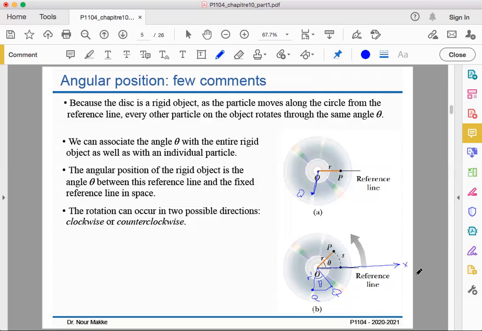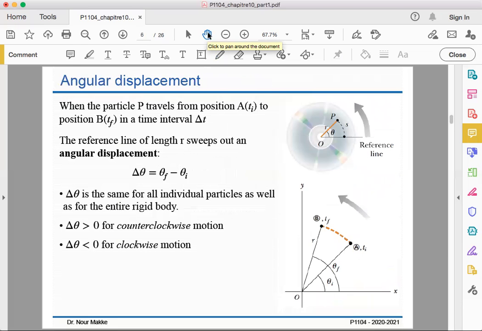And the rotation, of course, can occur in two possible directions. Either in this direction, in this case we can call it counterclockwise, or it can occur in the opposite direction, so in this way, and we call it then clockwise. So the rotation in general can occur in two different directions, counterclockwise or clockwise.